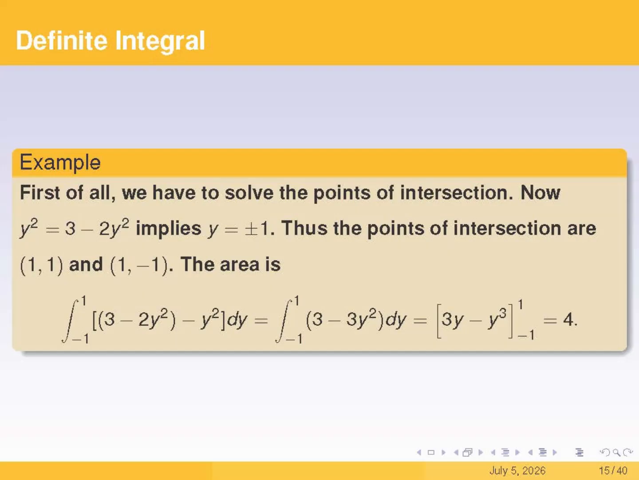First, let's find the intersection points by solving the equation y squared equals 3 minus 2y squared. With a quick calculation, we can get two values, y equals plus or minus 1, just like the third line shows. The formula for the area is at the very last line. Here, we are integrating with respect to y from negative 1 to 1. The integrand is the right boundary function 3 minus 2y squared minus the left boundary function y squared, and that will give us the area we are looking for.